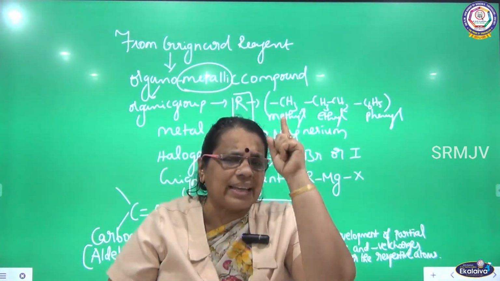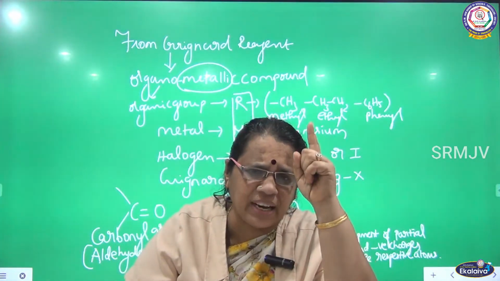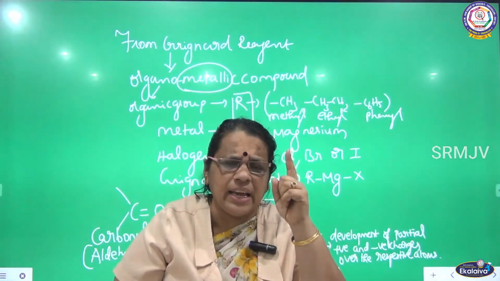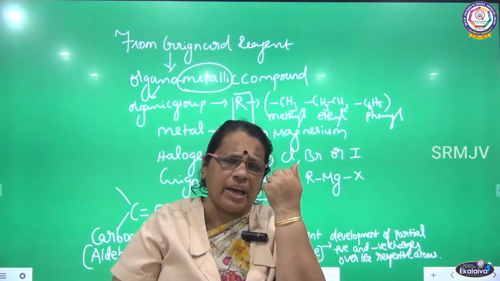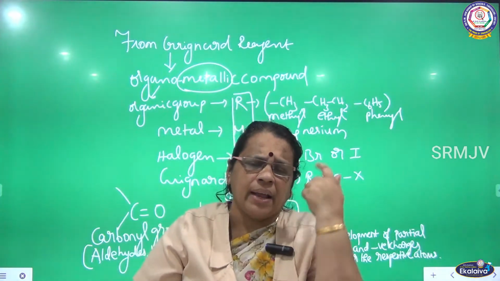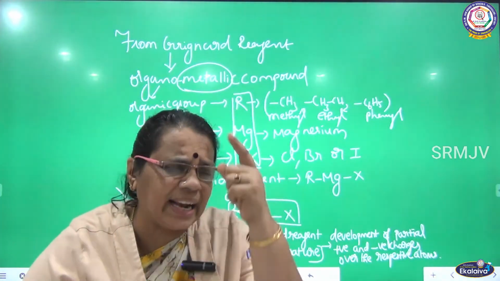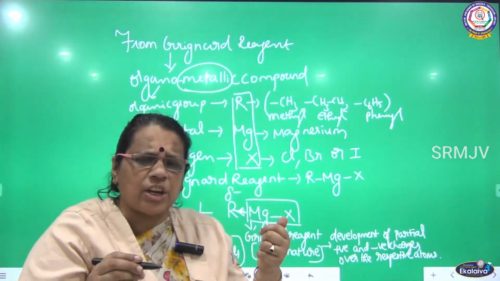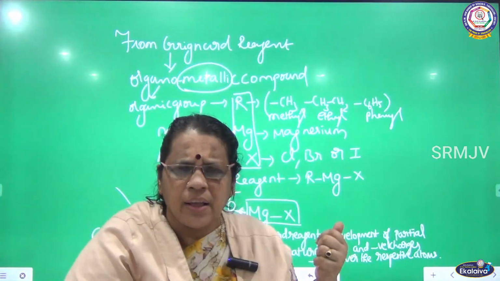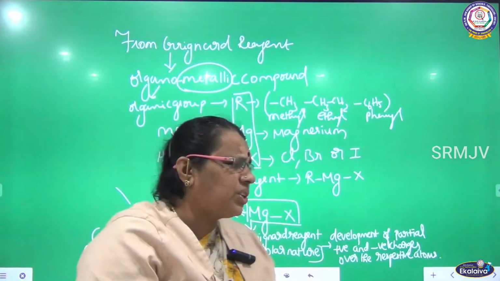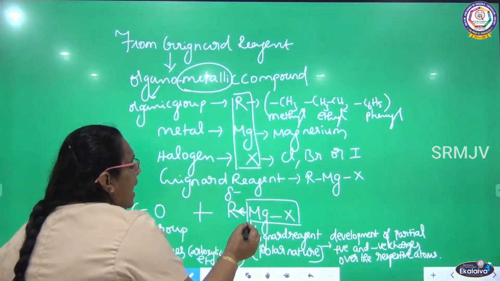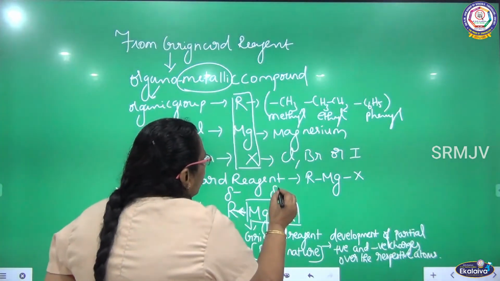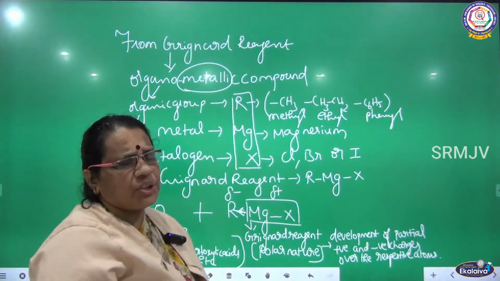So R is gaining the electron pair partially. Whenever any atom is gaining the electron pair or pulling the electron pair, it will have a partial negative charge. As the bond between R and magnesium is pulled towards R, R is gaining a partial negative charge. On the other hand, MgX is losing the electron pair partially.